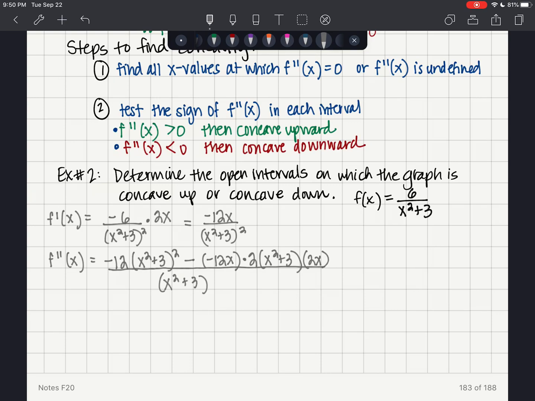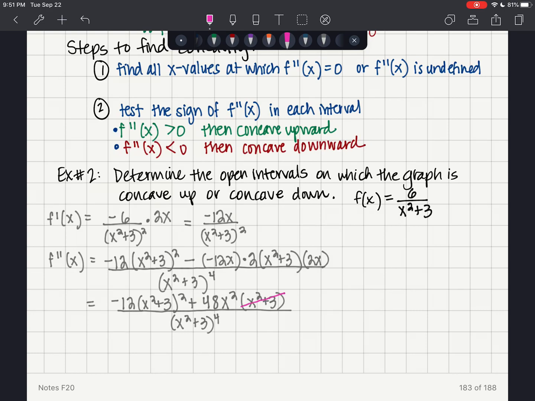x squared plus 3 squared squared would be the fourth power. Let me clean this up a little bit. Negative 12 times x squared plus 3 quantity squared. And then I'm going to have plus, let's see, we've got 48. 12 times 2 times 2 would be 48. And then x times x would be x squared times x squared plus 3 to the first power all over that denominator, x squared plus 3 to the fourth power.